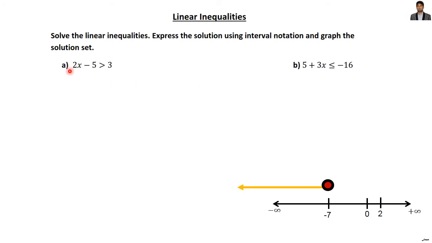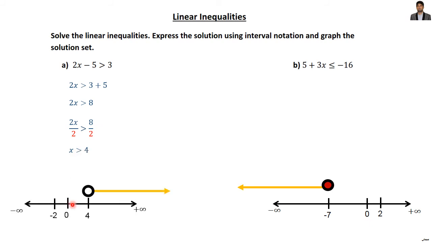So part A, shift minus 5 to the right. Minus 5 will become plus 5. 3 plus 5 will give us 8. Divide both sides by 2 and we'll get x is more than 4.